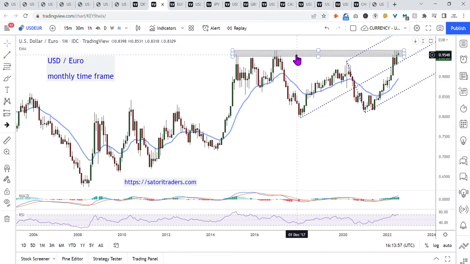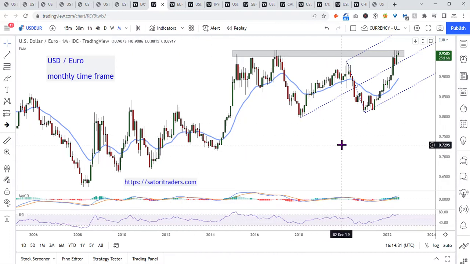We've gone flat on this resistance level, but notice this Andrews pitchfork. The price of the dollar relative to the euro has pushed above resistance at the median line, then pulled back two months in a row, found support on that median line, and is now continuing to push higher. MACD in bull mode, stochastics very elevated. So the US dollar is strong relative to the euro.